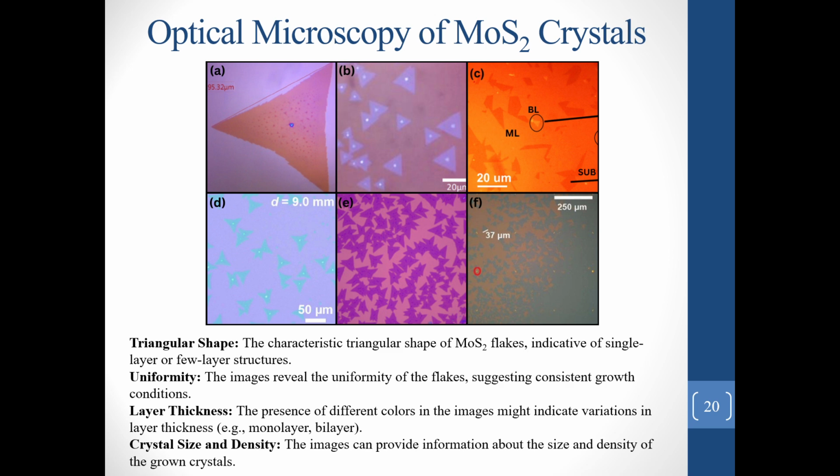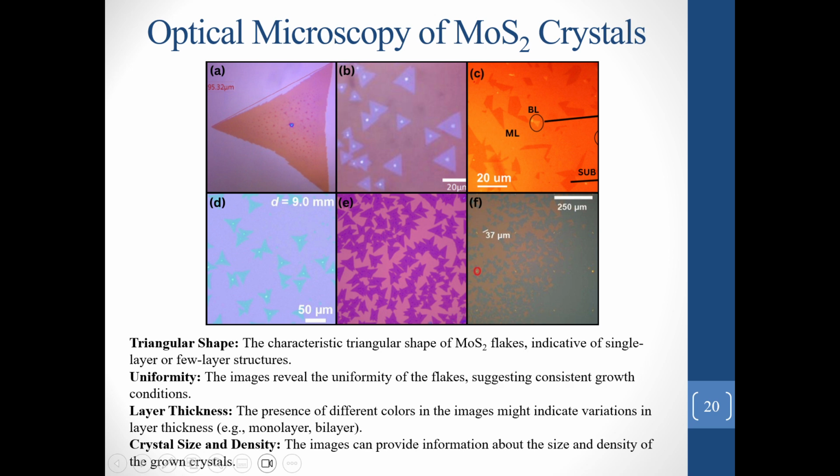Next is uniformity. The images reveal the uniformity of the flakes, suggesting consistent growth conditions. As you can see in these pictures, there are many triangles which are uniform. So here the flakes are formed more uniformly, meaning more consistent growth conditions. Here there are fewer triangular shapes, which means less consistent growth.